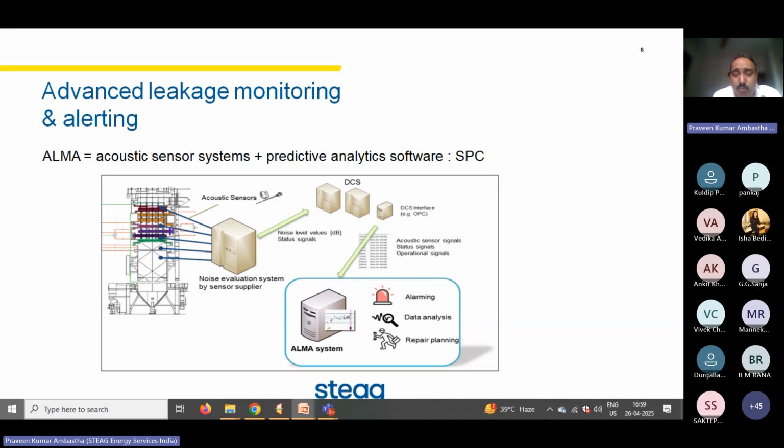And this we shall collect. Of course, we require the DCS, we require the OPC interface. That is a prerequisite for this type of module if we want to install. And then we shall collect those data. We shall collect those noise level decibel dB signals into our system.